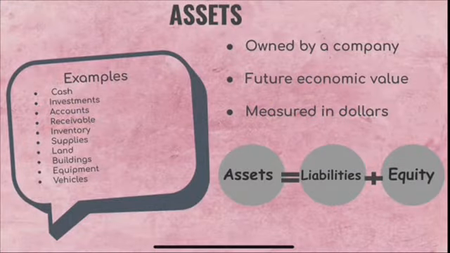Assets are resources owned by a company and which have future economic value that can be measured and expressed in dollars. Examples include cash, investments, accounts receivable, inventory, supplies, land, buildings, equipment, and vehicles. A company that provides a service or product on credit has an account receivable from that customer. Assets are part of the accounting equation and the balance sheet. The equation is presented in this format on the slide.